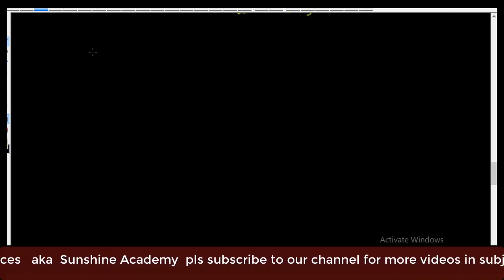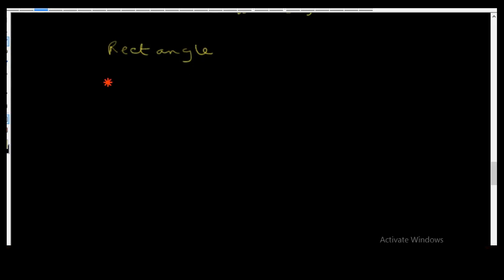The next quadrilateral we're going to look at is the rectangle. Most of us are familiar with rectangles. Most of the time we come across rectangular shapes in our homes, in offices, and in most of the places we go to, we find objects built in rectangular shape. First, let's bring the diagram of a rectangle on the board. So this is a rectangle.